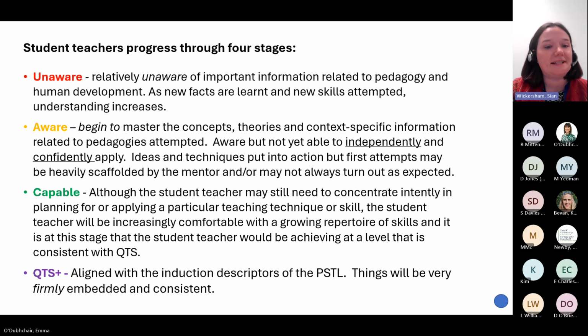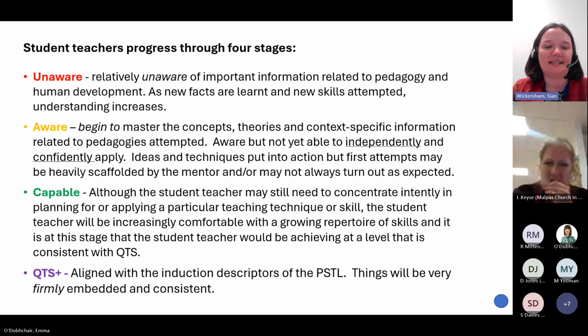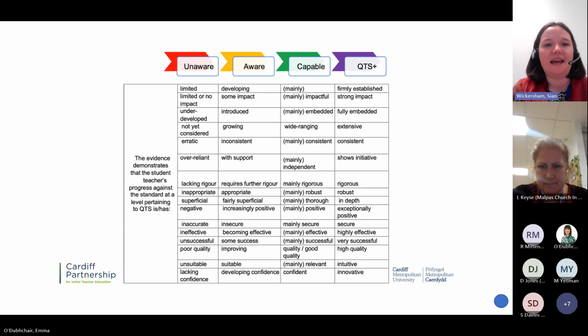So the QTS Plus descriptors are aligned with the induction descriptors of the PSTL. And this is where you're seeing firmly embedded and consistent practice. So in capable, there will be an increasing level of consistency and a growing repertoire of skills, but there's still some element of things being a little bit inconsistent. Within QTS Plus, we're expecting firmly embedded and consistent practice. And so we've also got this matrix here.